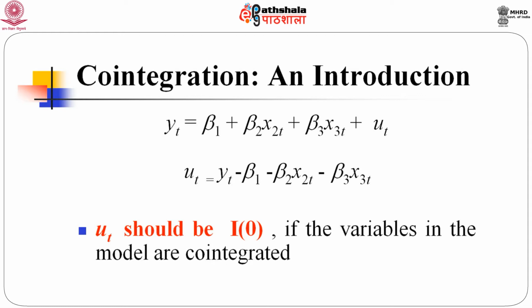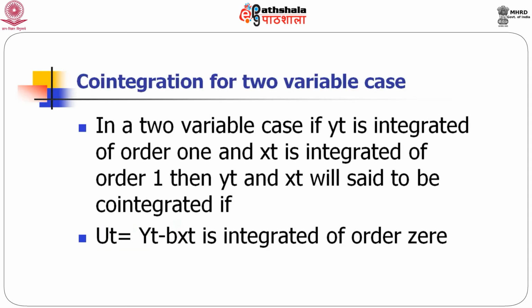Now, check whether ut follows an integrated series of order 0. If the variables are integrated of order 1 and ut is integrated of order 0, then and only then can you say that the series are co-integrated. Now consider the case of a 2 variable model.